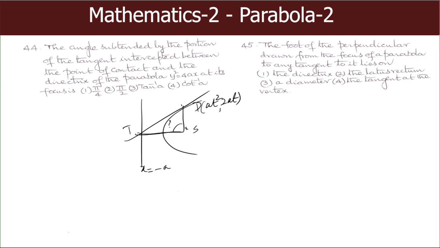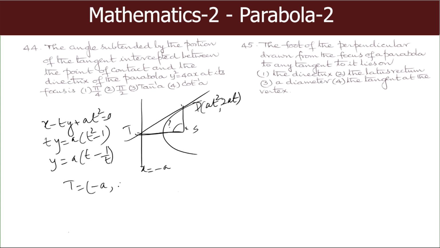Okay. So this is x - ty + at² = 0. Directrix equation x = -a, kabatti T coordinates ela vastayi? Indulo x badulu -a pedite vastundi. ty = a(t² - 1). So y = a(t² - 1)/t, or (t² - 1)/t. So therefore T is (-a, a(t² - 1)/t).